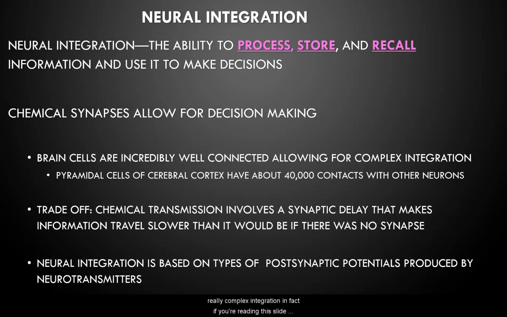In fact, if you're reading this slide, you're using pyramidal cells of the cerebral cortex, which have about 40,000 contacts with other neurons. The trade-off of chemical transmission is that there's a little bit of delay. It's not as fast as it would be if you were just using an electrical synapse. Now, neural integration is based on the types of postsynaptic potentials produced by the neurotransmitters.